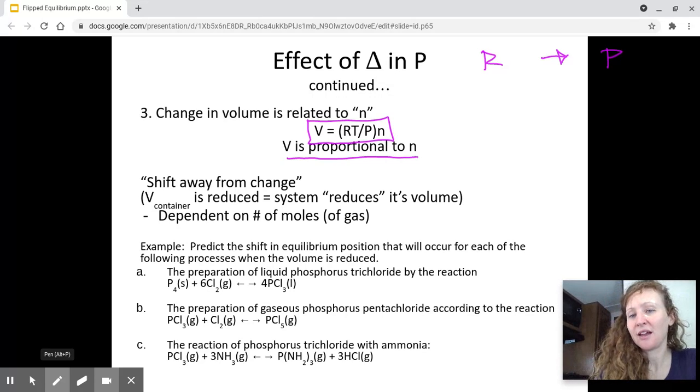Let's say I have 3 moles of reactant gas. Actually, we can look at the Haber process and not do something hypothetical. Let's do something real.